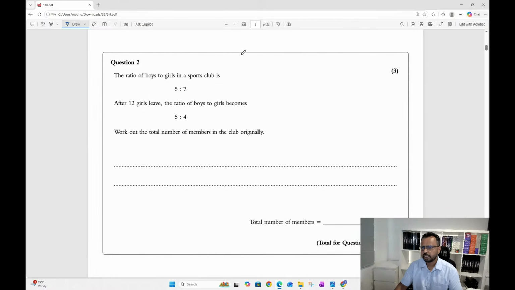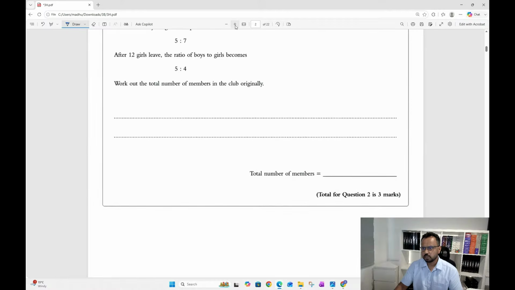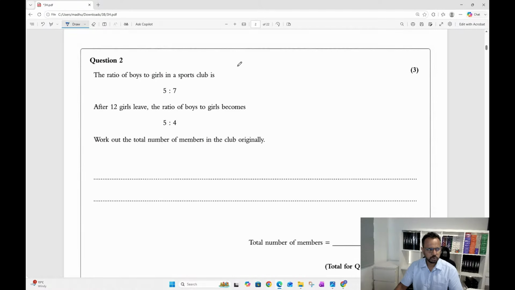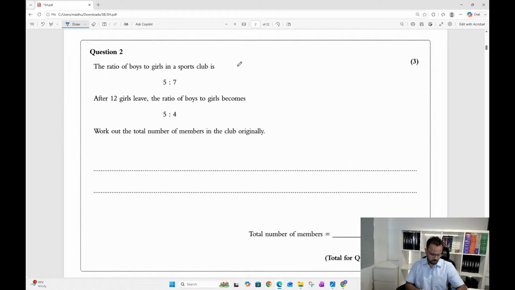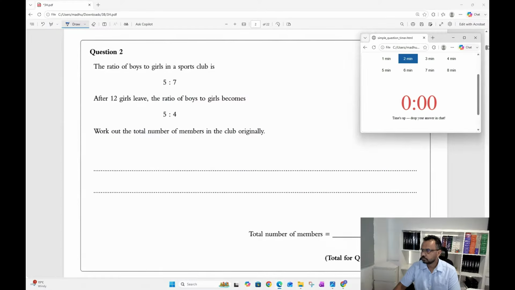Right. Here's another one. Again, not a hard question, but also a question sometimes students struggle with. I've seen it. So can everybody give this a try? I'm going to give you 2 minutes. 2 minutes again, guys. Let's quickly do this. Question number 2.